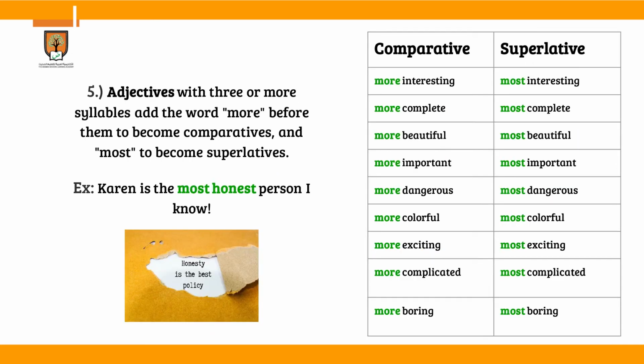Rule number 5. Adjectives with 3 or more syllables add the word more before them to become comparatives, and most to become superlatives. Here's an example. Karen is the most honest person I know. In the table, you can see that we have comparative and superlative. More interesting, more complete, most complete, more beautiful, most beautiful, more important, most important, more dangerous, most dangerous, more colorful, most colorful, more exciting, most exciting, more complicated, most complicated, more boring, most boring.